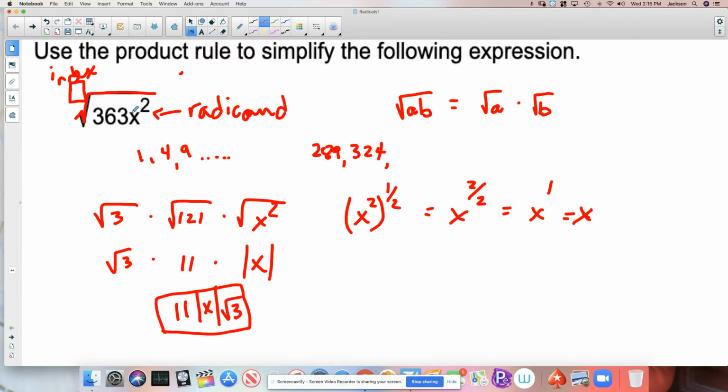So the product rule: taking a product, separating it into factors, trying to find the largest perfect square factor that you can to take that square root, and then pushing everything back together again.